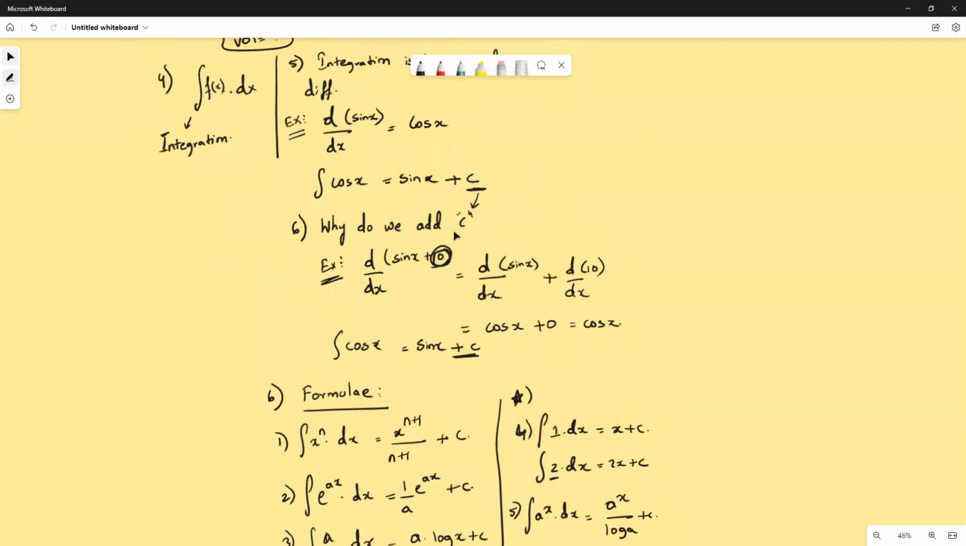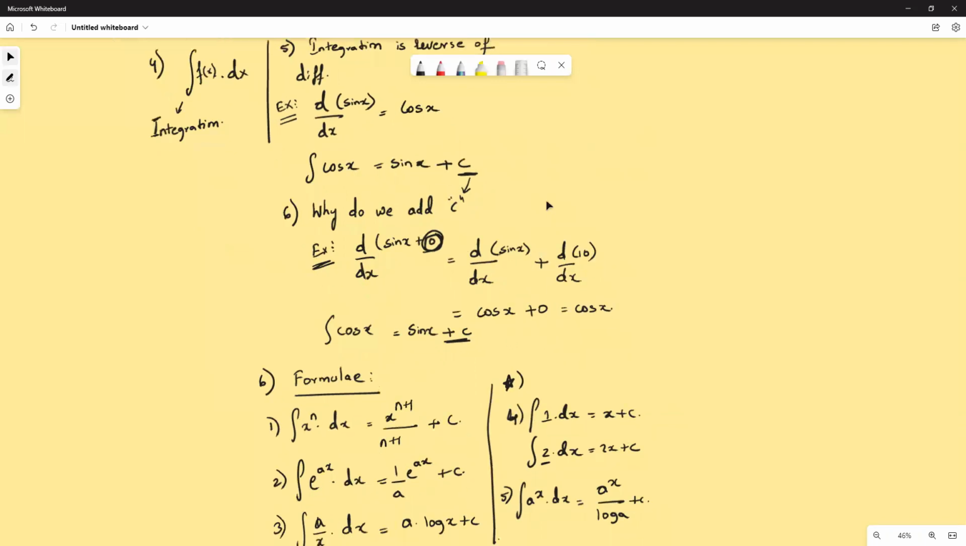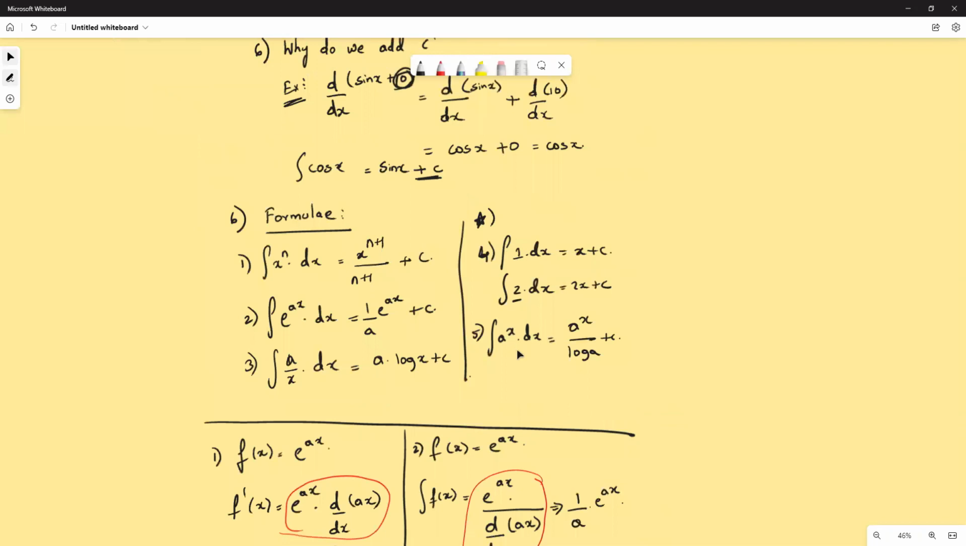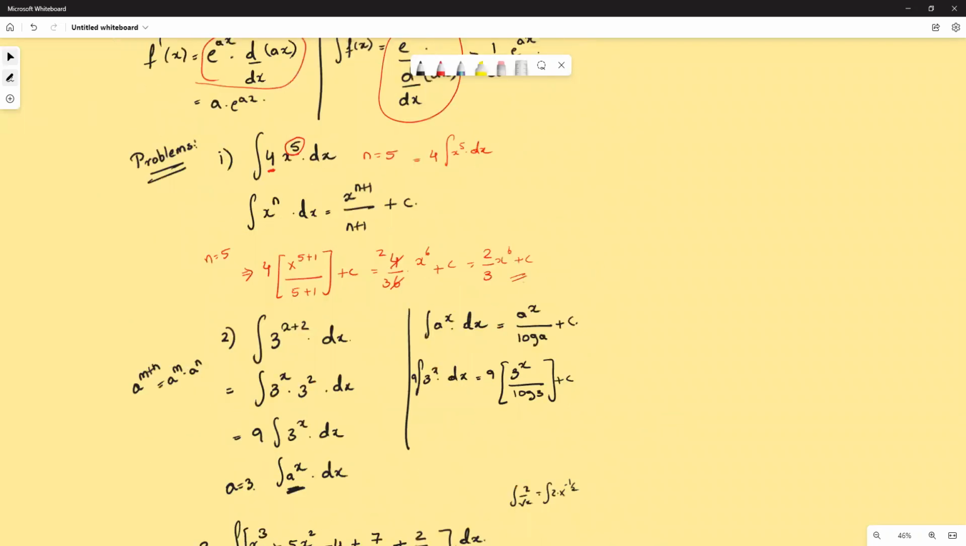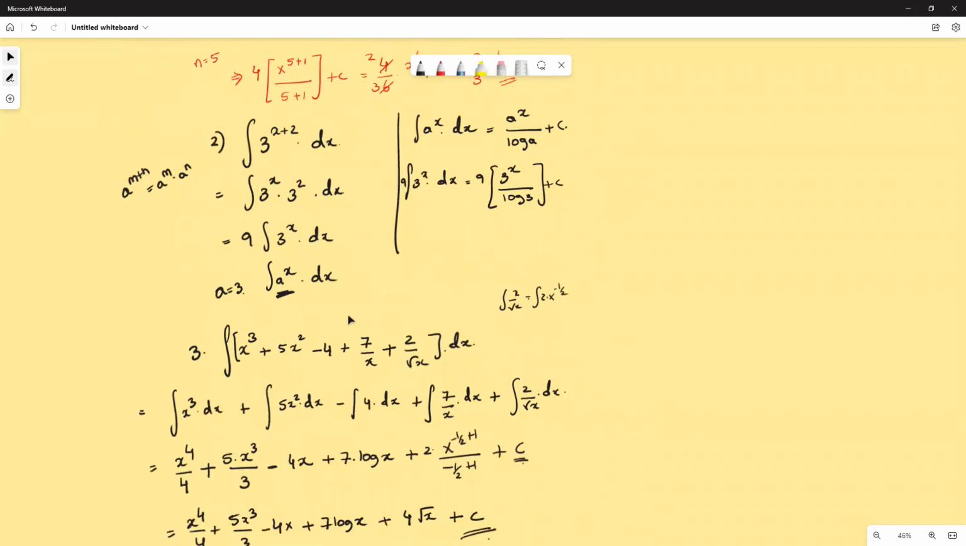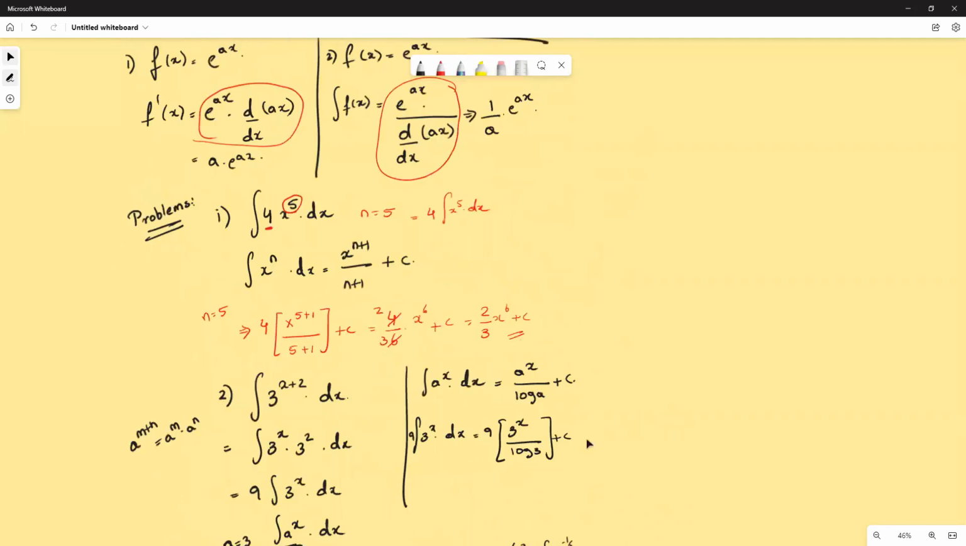The question is, why do we add c? And here is an example of that where I'm explaining the importance of c. We have seen 5 formulae and we have seen problems based on these 5 formulae. I hope you have liked the session.